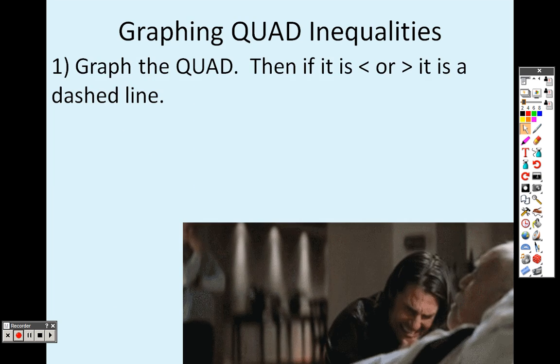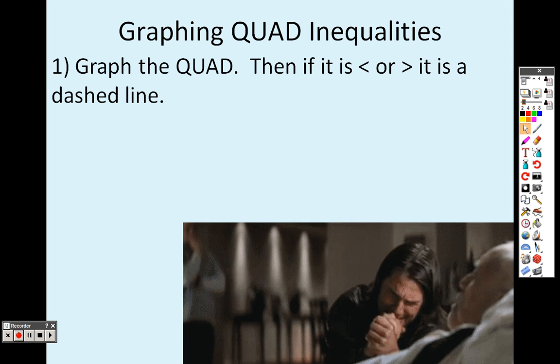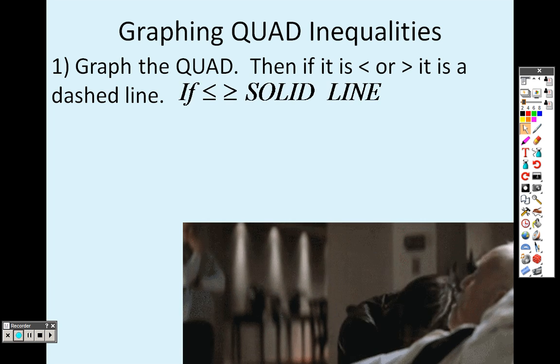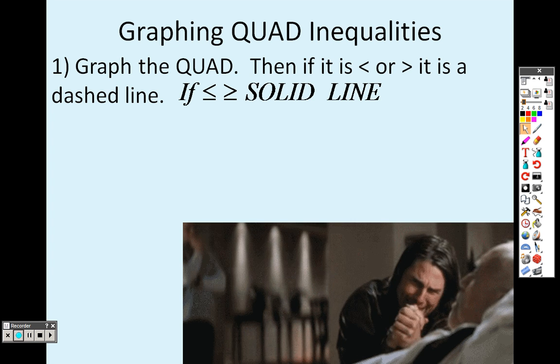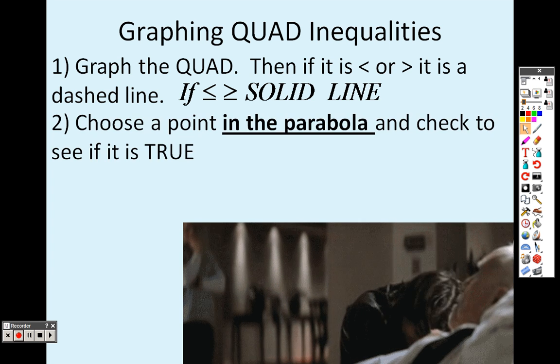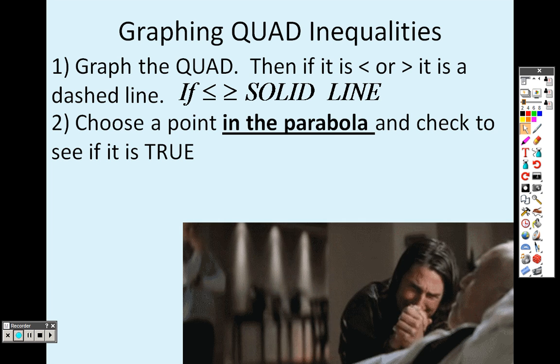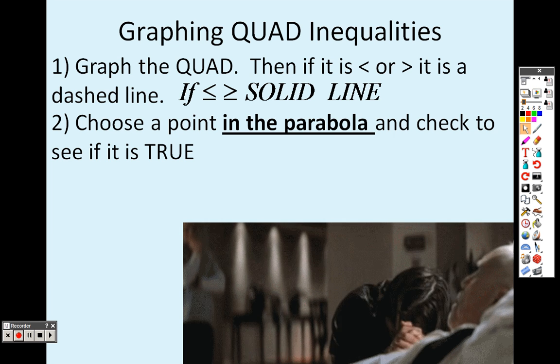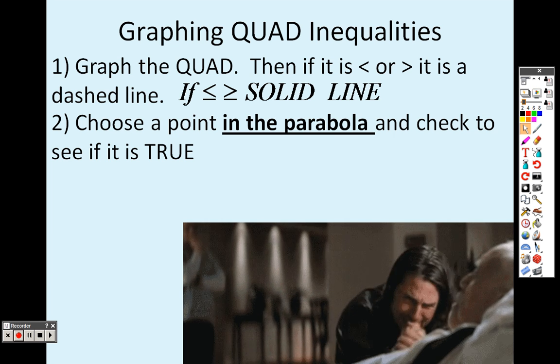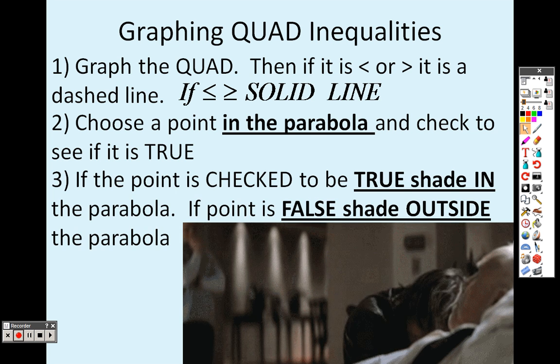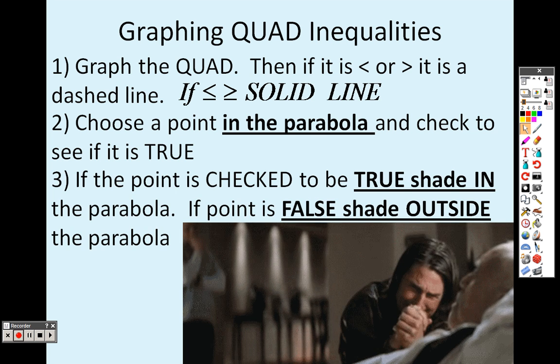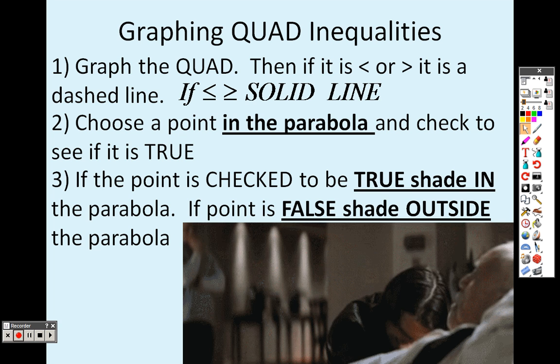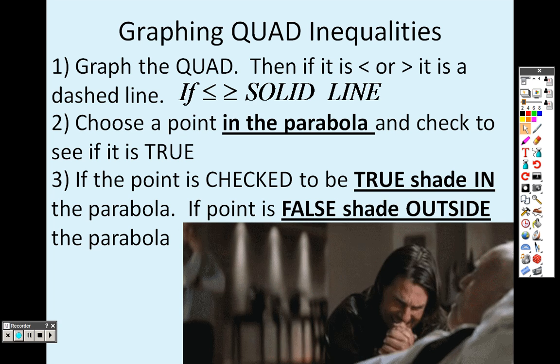So graph the quadratic. If it's less than or greater than, it's a dashed line, and if it's less than or equal to or greater than or equal to, it is solid, just like when you graphed them before. Then you choose a point inside the parabola and check to see if it's a solution. If it's true, you shade inside the parabola, or towards the point, and if the point is false, you shade outside the parabola, or away.